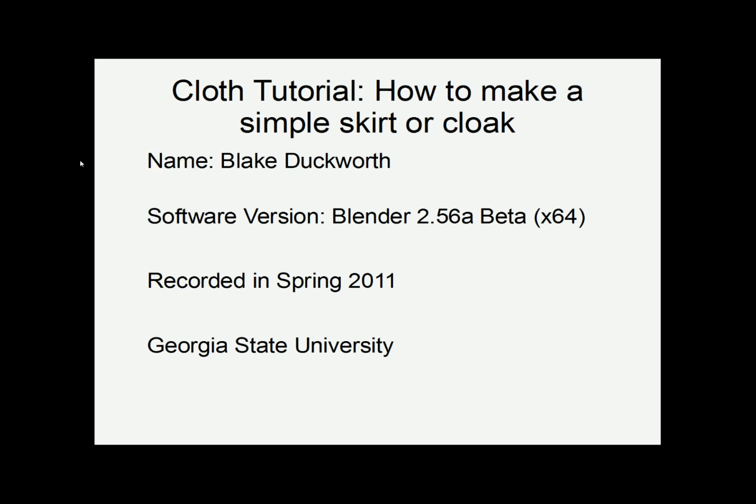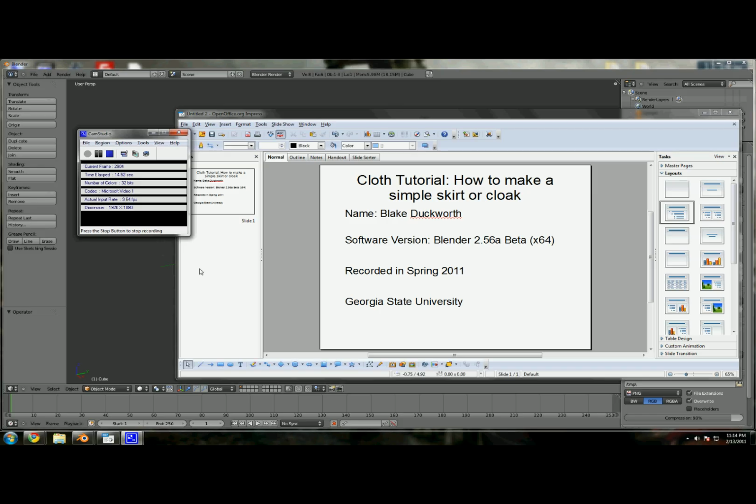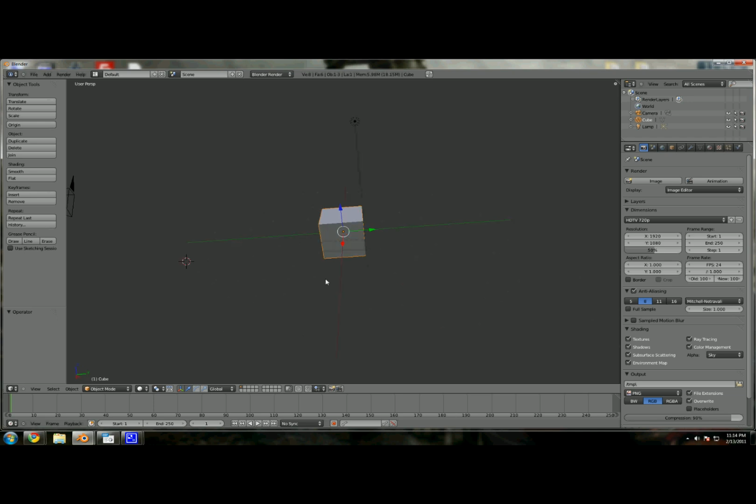Hey everyone, today I'm going to be showing you how to make a simple skirt or cloak in Blender 2.56a beta on a Windows 7 64-bit machine. So what we're going to do is start with a new file here in Blender, and the first thing we're going to do is delete this cube because we won't be needing it. And I'm actually going to show you how to make a skirt first.